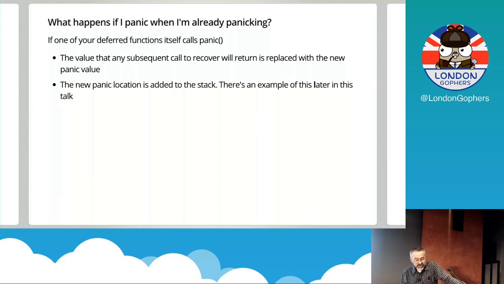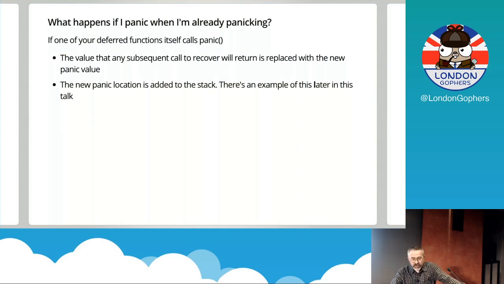So if one of your deferred functions itself calls panic, then the value that any subsequent call to recover will return is replaced with a new one. So you don't get both of the values, you just get the latest one in there, and you get the new panic location added to the stack, and we talk about that later. I'll show you an example.